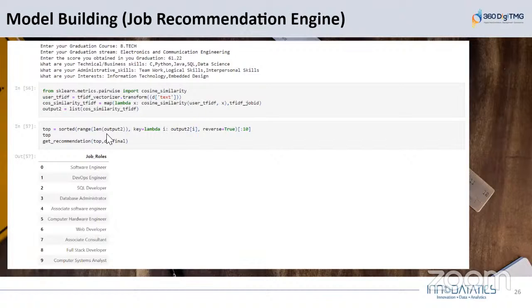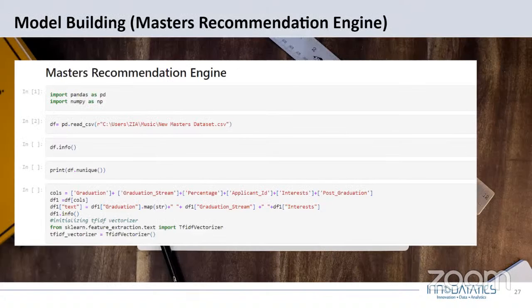Then we initialized the top variable to the output, and we sorted the output in descending order, that is top to bottom, based on the cosine similarity score. Finally, get recommendations will print the output, that is the top 10 recommendations, to the user. Next up, we have the master's recommendation engine, which is built on the same approach as the job recommendation engine, which I just explained.